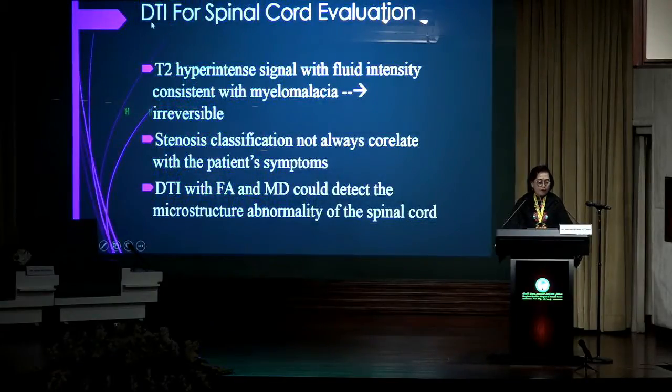And then for DTI, for spinal cord evaluation, we see T2 hyperintensity with fluid intensity. This is consistent with myelomalacia, and this is irreversible. And stenosis classification does not always correlate with the patient's symptoms. DTI with fractional anisotropy and mean diffusivity could detect the microstructural abnormality of the spinal cord.